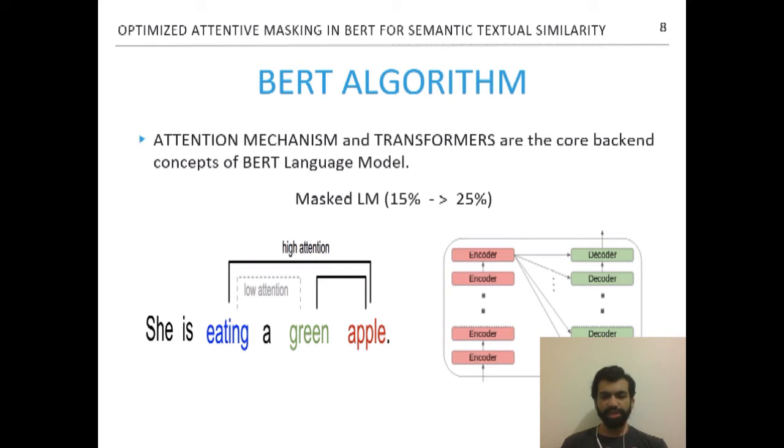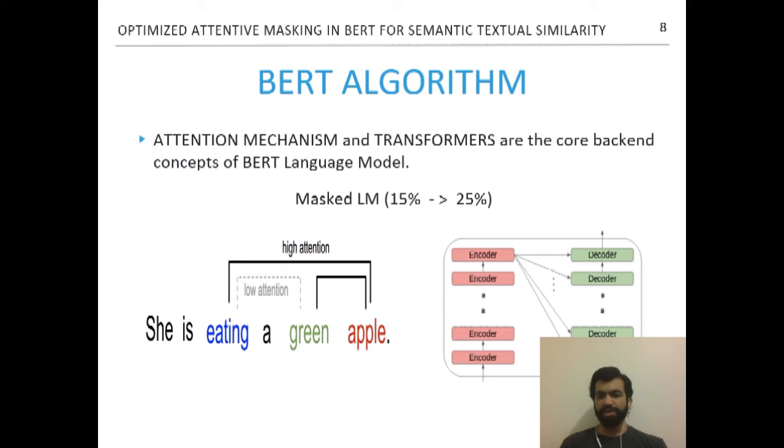The attention concept is based on the basic idea that in a sentence we can have two types of words, low attention words and high attention words. The high attention words are the words which give us the nature or the basic semantics of that particular sentence. So BERT has focused on the high attention words.